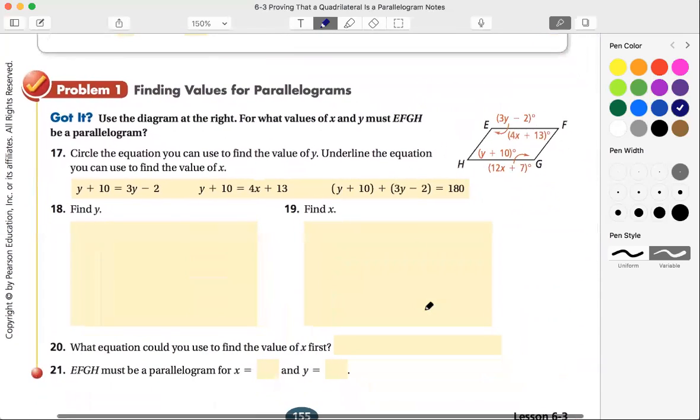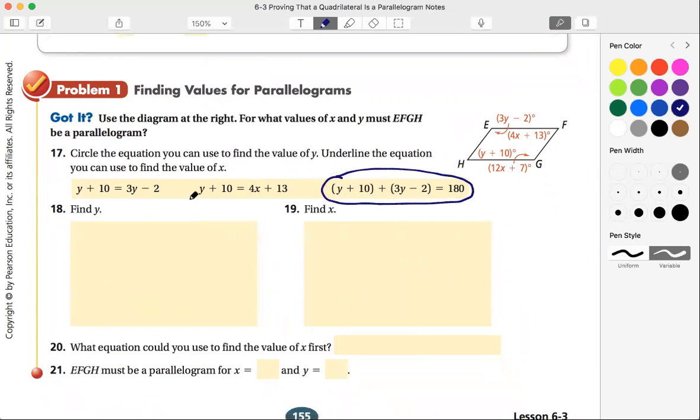All right, let's use some properties of parallelograms to find the value of x. So circle the equation we can use to find the value of y, and underline the equations you can use to find the value of x. All right, so I would first use this equation to solve for y. After I have this for y, I would use this equation to solve for x.